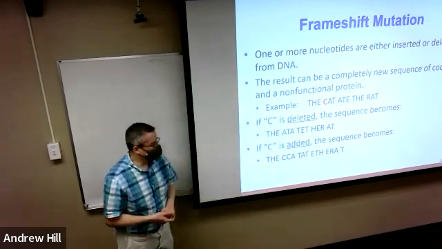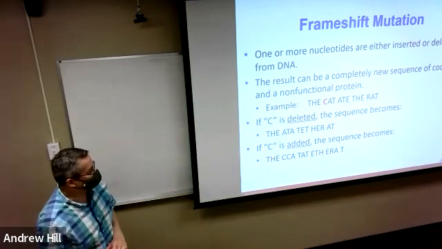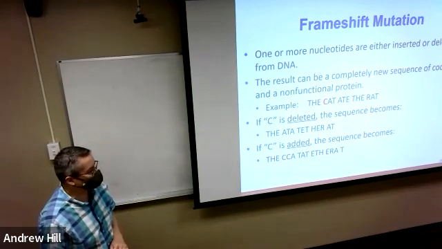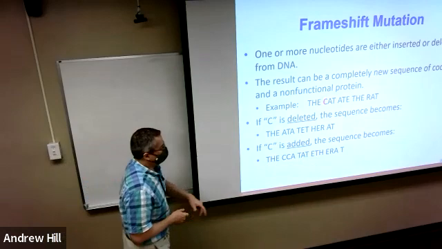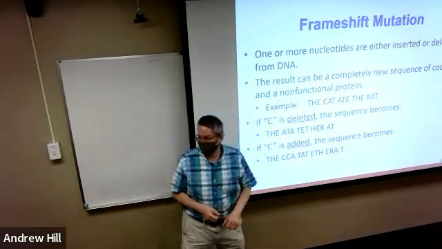The first 3 letters are fine, so you get the first codon right, but after that everything's bad. If this were coding for amino acids, the very first one would be correct, but all the rest of them would be incorrect.